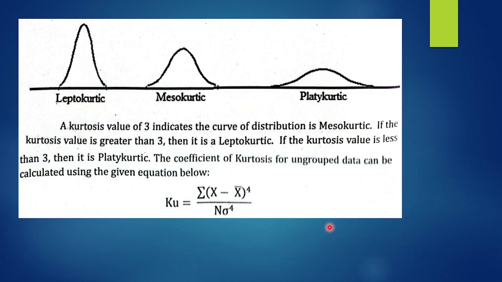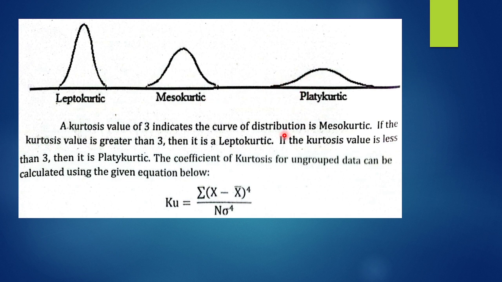Now, a kurtosis value of 3 indicates the curve of distribution is mesokurtic. So if the kurtosis is 3, then that is mesokurtic. Now, if the kurtosis value is greater than 3, then it is leptokurtic. If the kurtosis is more than 3, then that is leptokurtic. Now, if the kurtosis value is less than 3, then it is platykurtic. So, if less than 3, it's platykurtic.